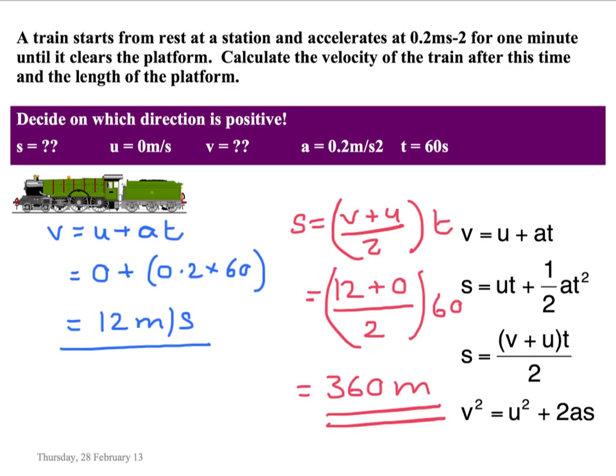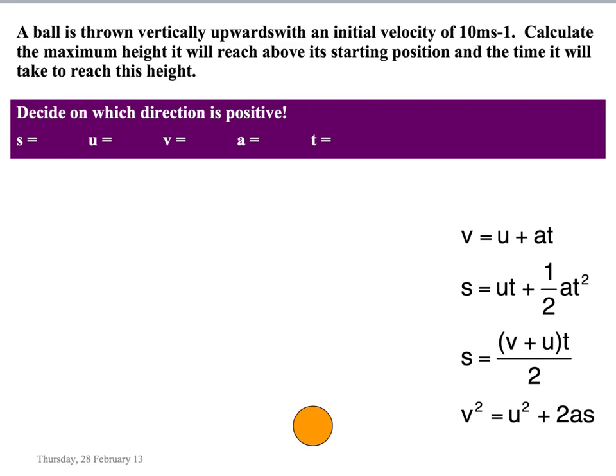Now this is a slightly different example. We're talking about vertical motion now, and this example is going to show you the importance of specifying which direction is positive and which direction is negative.